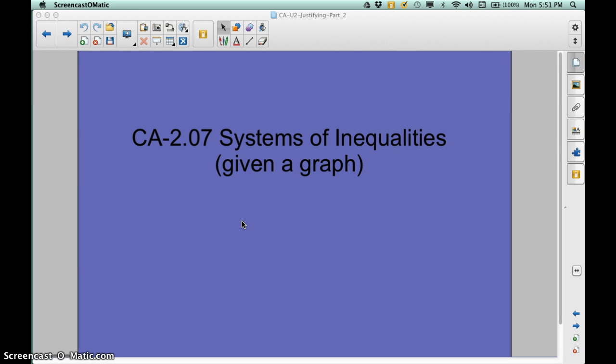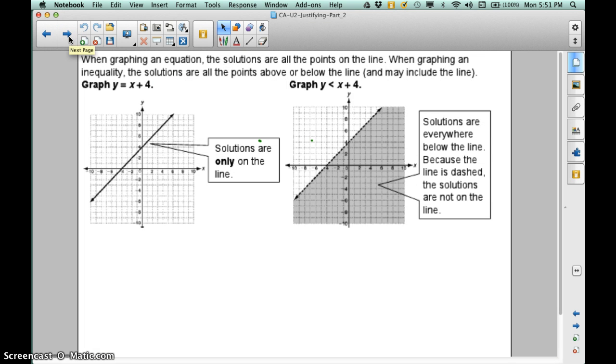This video is on solving systems of inequalities given a graph. When you graph an equation, the solutions are all the points on the line, as we have studied in class. When graphing an inequality, the solution are all the points above or below the line and might even include the line itself or not, depending on the inequality symbol.